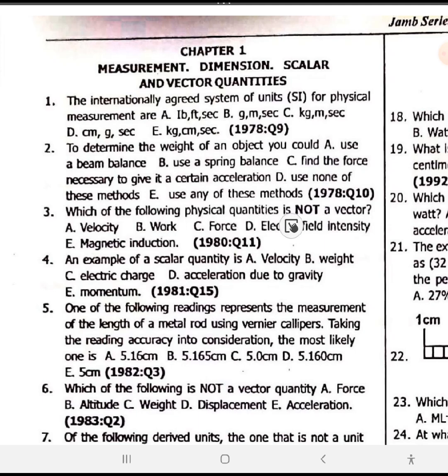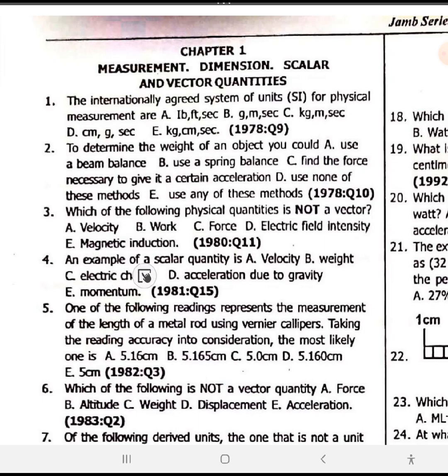So which of the following physical quantities is not a vector? Force is a vector. Electric field intensity, please add it to your notes, and also add magnetic induction. They are part of vector. Velocity also is a vector. Force is a vector, but work is a scalar.